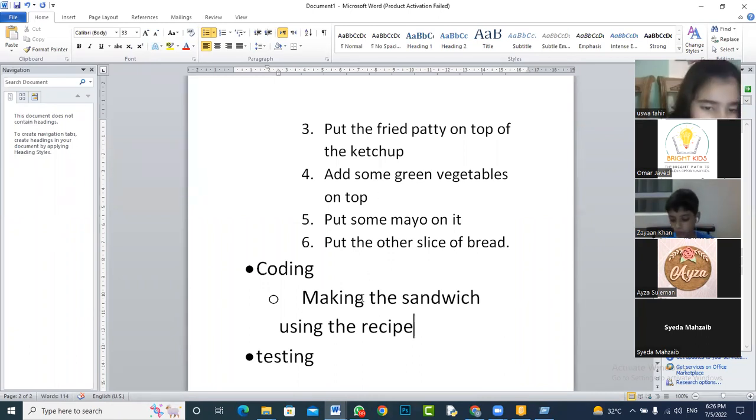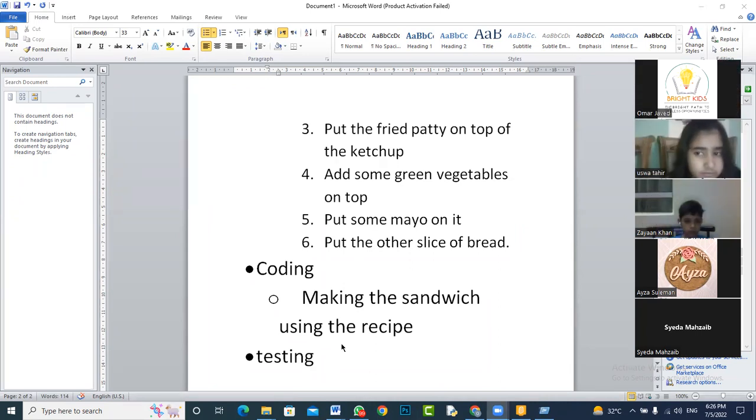I think testing means to eat the sandwich, testing the sandwich, how it is. Yes, you are exactly right. That testing would be the part where you eat the sandwich and figure out the things that I should do better next time. Let's say that you made a sandwich and you thought that I had put a lot of ketchup on that. So maybe the next time I would have to use a little less ketchup.